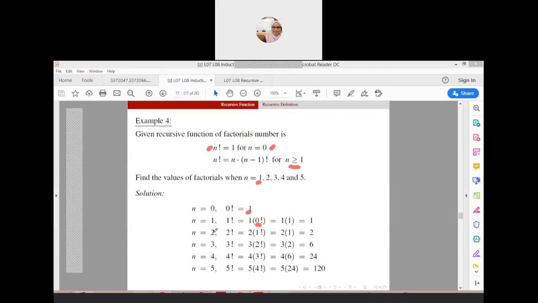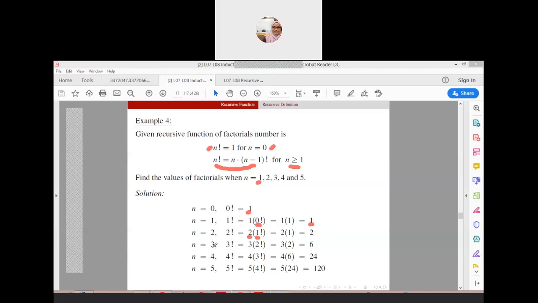For n is equal to 2, just replace in this recursive step function, n is equal to 2, then 2 factorial is equal to 2 times, n minus 1, which is 2 minus 1, is equal to 1 factorial. Then for 1 factorial, we use the previous value. Previously we already know 1 factorial is equal to 1. So replace it: 2 times 1 is equal to 2.